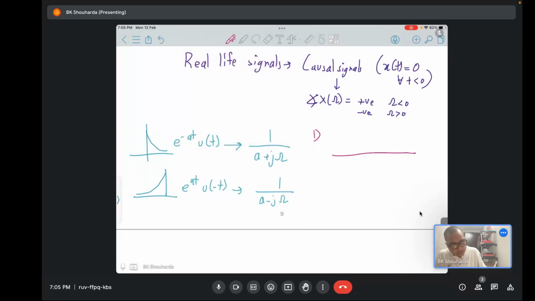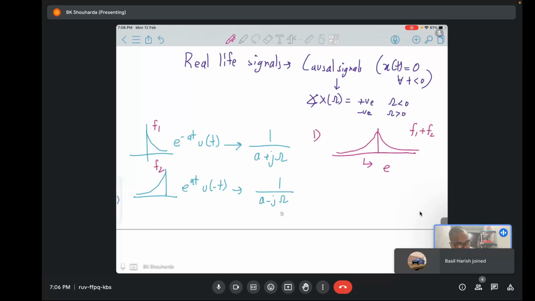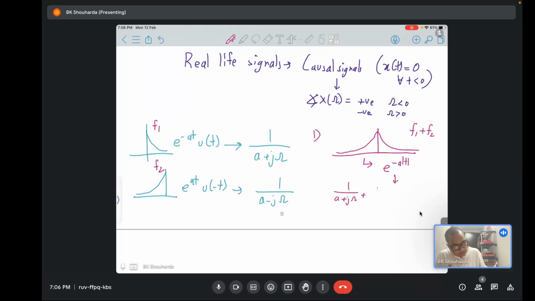The first one is directly the addition of the two. How can we write it? We actually write it as e to the power minus a modulus of t. And what will be its spectrum? 1 upon a plus j omega plus 1 upon a minus j omega. If you simplify them, you will get 2a by a square plus omega square.